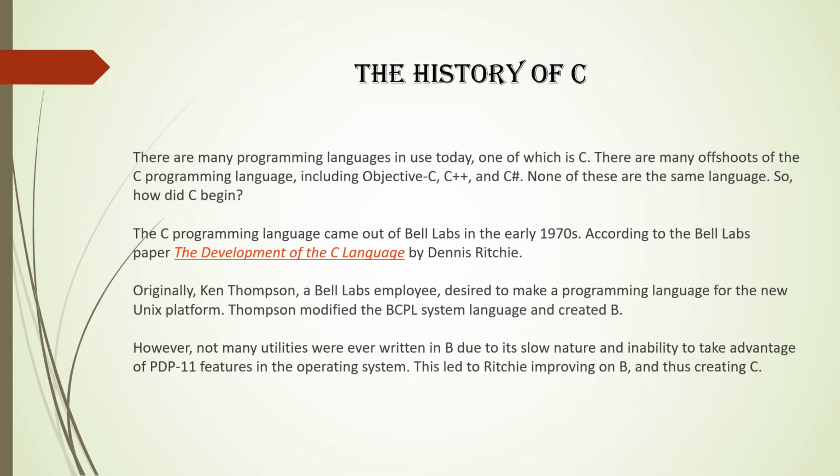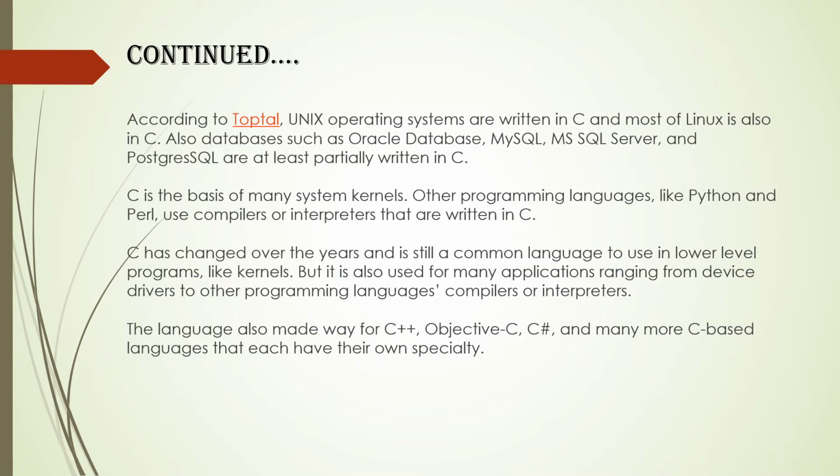However, not many utilities were ever written in B due to its slow nature and inability to take advantage of PDP-11 features in the operating system. This led Ritchie to improve on B and thus create C. There was much ambiguity in the B language, so Ritchie helped improve B and thus created C from the B language.